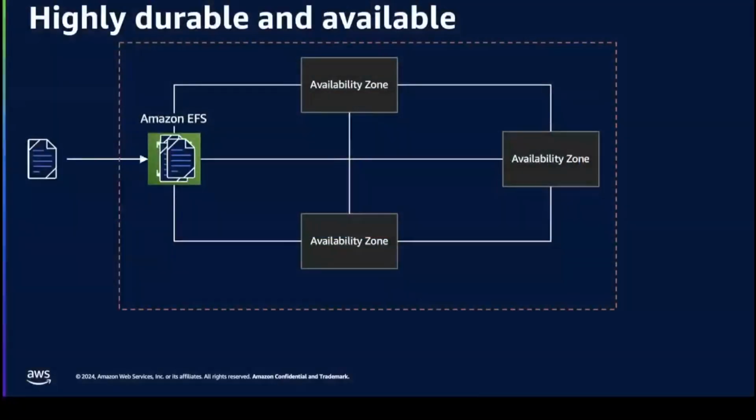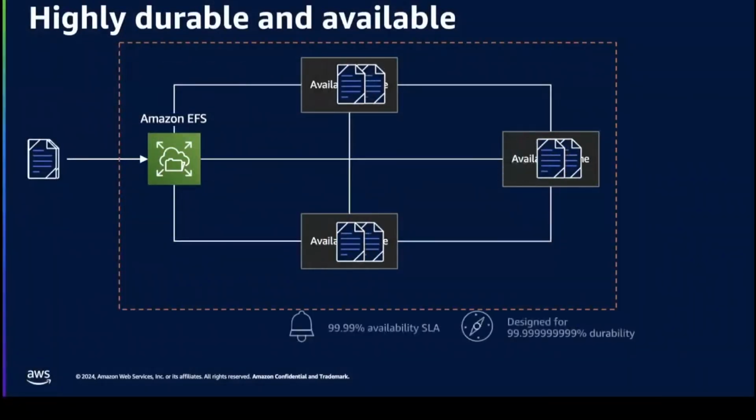I talked about the fact that this is multi-active. So this is really important to understand, particularly if we're architecting for resiliency and high availability. So we have a 4 nines SLA for availability, and we're also designed for 11 nines of durability. So if anybody has been around S3 for a while, that's the same 11 nines of durability that we've always had with S3. The same is true of EFS.